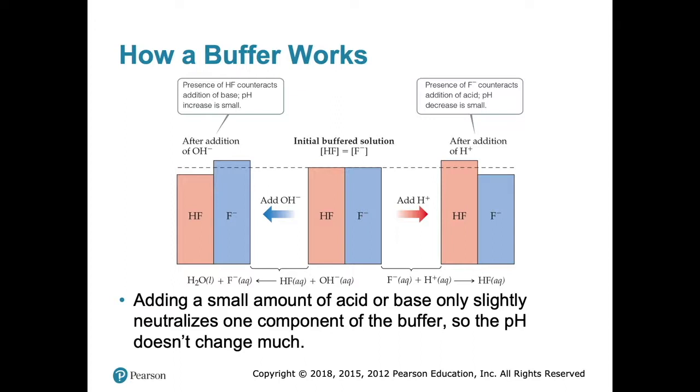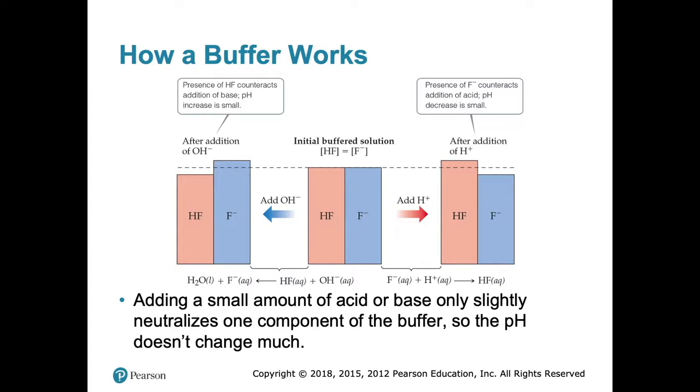Does that make sense? You have ions in solution that can either occupy protons or occupy hydroxides to maintain the pH in a buffer. It maintains the pH in the buffer, right? So adding a small amount of acid or base will only slightly neutralize one component of the buffer, so the pH doesn't change much. This is actually a pretty cool diagram here.